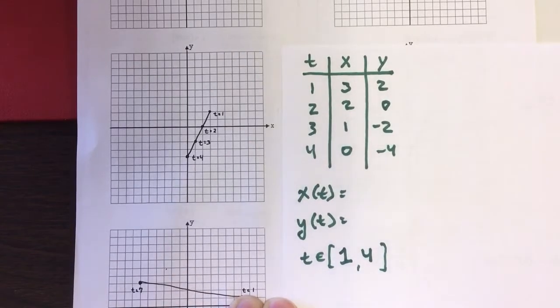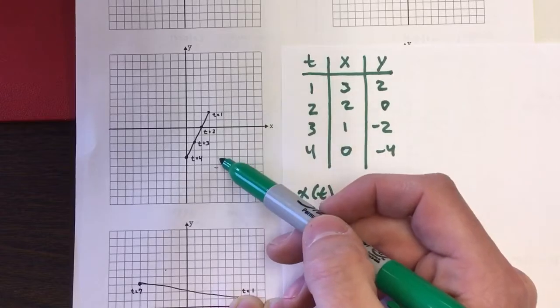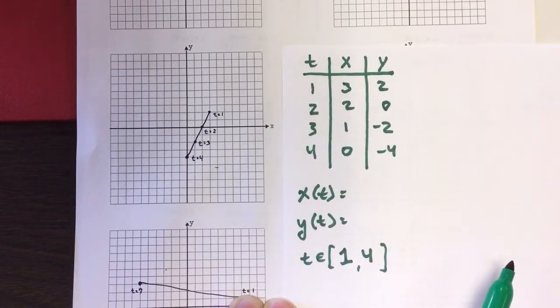How do you know it's not 4 to 1? Time is going to go left to right. So we know it's 1 to 4, not 4 to 1. There's no arrows written on there, but we're going to go left to right. Time is sequential, left to right. So 1 through 4.